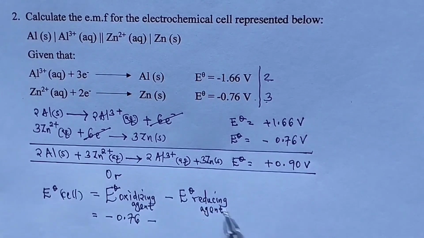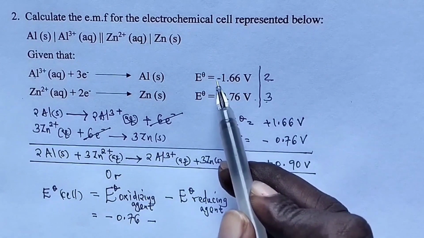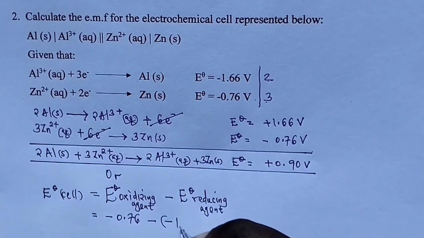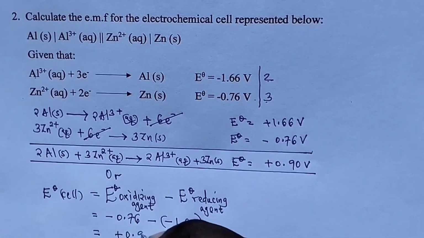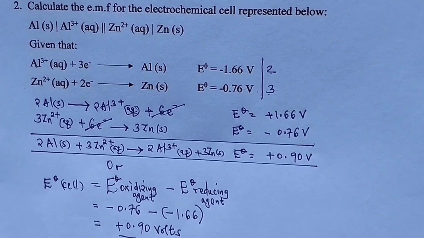Minus. The standard potential value for the reducing agent is the one that's most negative. So that's for the aluminum ion. So we're going to say minus 1.66, close bracket. When you put this in the calculator, we still get positive 0.90 volts as our electromotive force. That's how we calculate using the other formula.